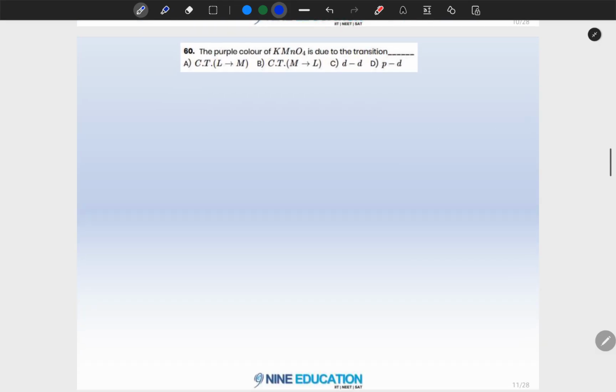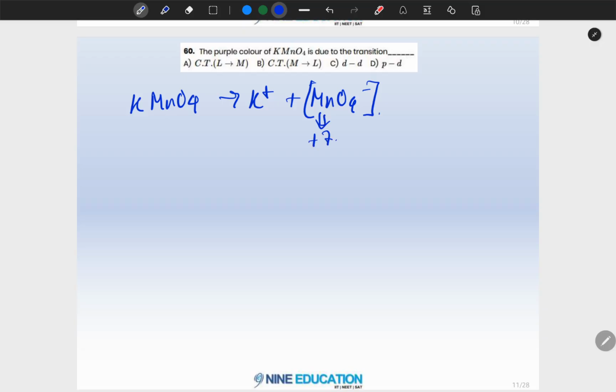Next question. Purple color of KMnO4. Now KMnO4, I can basically represent the compound in this manner: K+ and MnO4-. MnO4- is a tetrahedral complex over here, right? Now in MnO4-, what is the oxidation state of manganese? That is +7. So manganese, this is the electronic configuration: argon 18, 3d5 4s2. Now if I remove all the 7 electrons, what will be the resultant configuration? That will be argon 18 only.